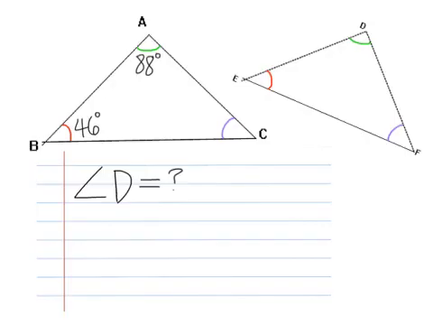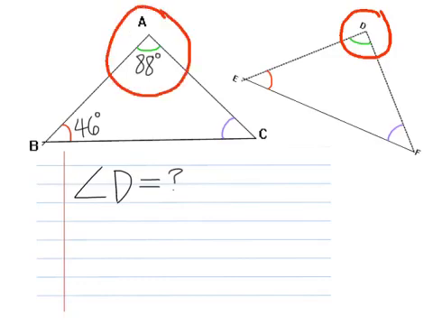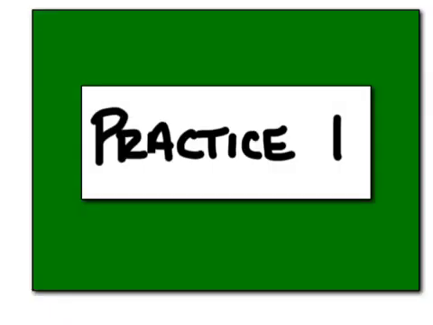Example number 2. Alright, we want to know the measure of angle D. Angle D is right here. What is the angle that is congruent to angle D? Angle A. And if congruent angles are equal, then what's the measure of angle D? Alright, good job. 88 degrees. Good.